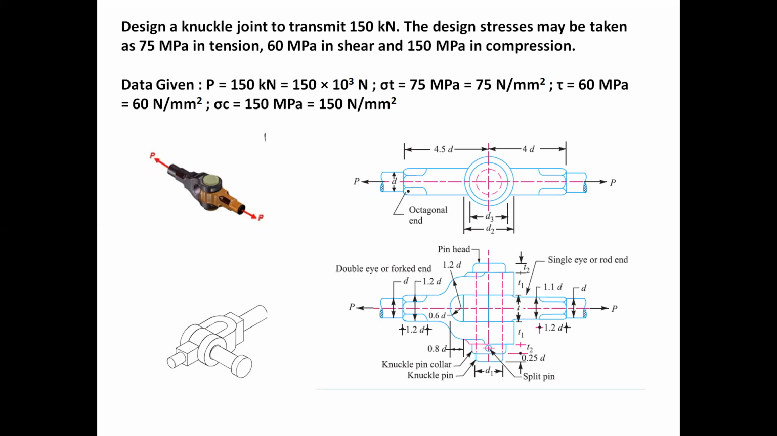From the statement, it is clear that the knuckle joint is subjected to a tensile load of 150 kilonewton. Design stress means safe permissible stress of 75 megapascal in tension, 60 megapascal in shear and 150 megapascal in crushing. So this is the given statement. We'll try to give different kinds of stress conditions to this knuckle joint, and let us try to design the different parts. Okay, let us go further.